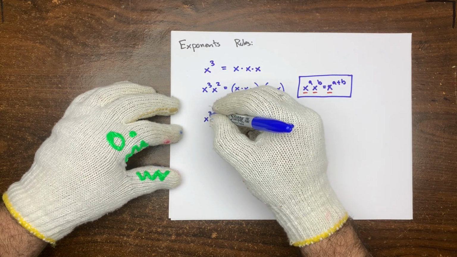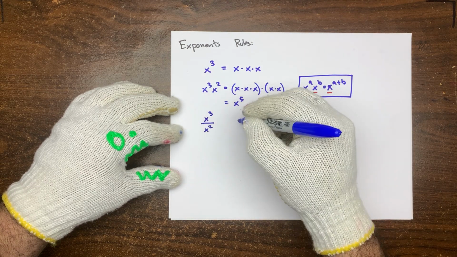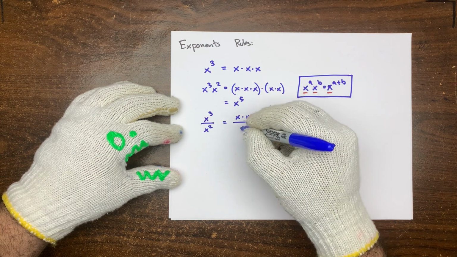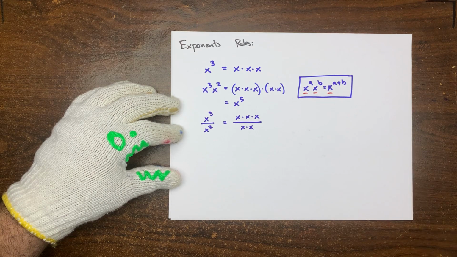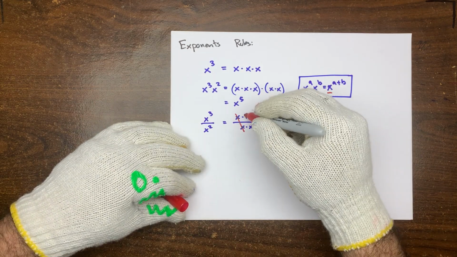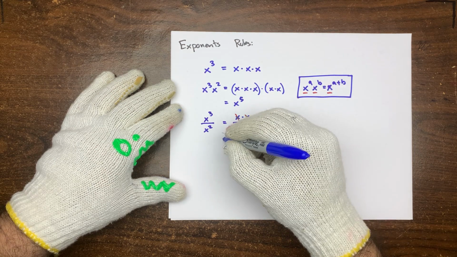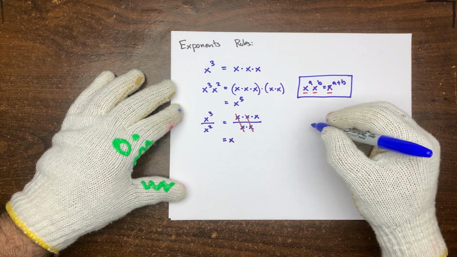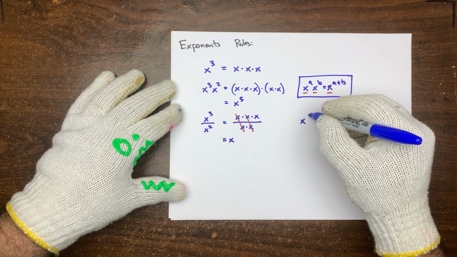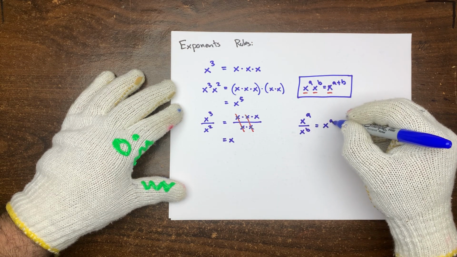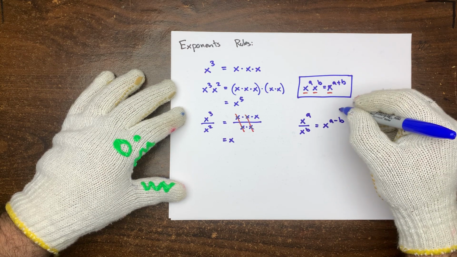How about x to the 3 divided by x to the 2? Well, that's just going to be x times x times x over x times x. Cancel, cancel, so it's just equal to x. Oh, I see the rule here. So x to the a divided by x to the b is going to be equal to x to the a minus b.